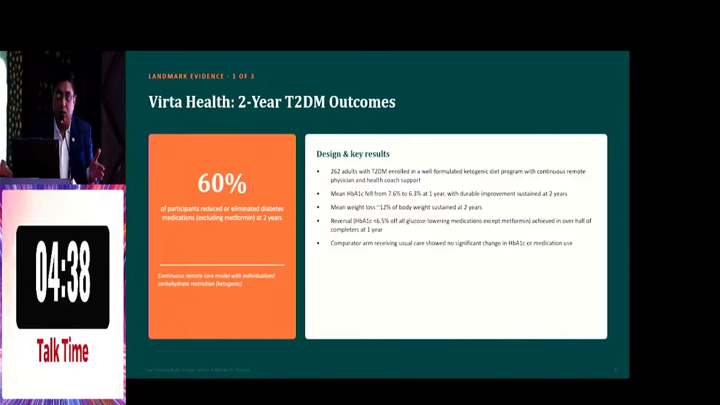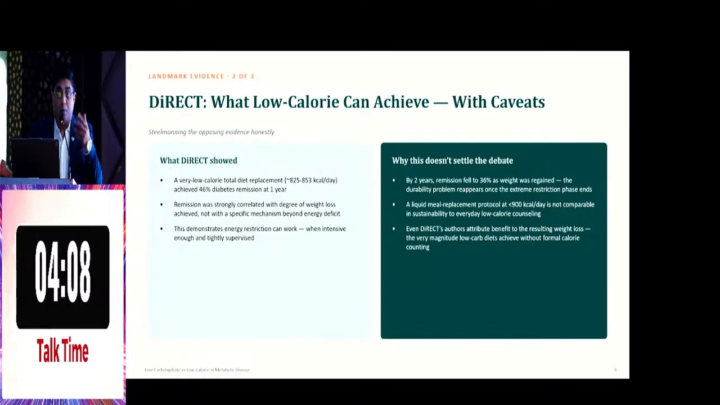Yes, the best data is the Virta Health 2-year type 2 diabetes outcomes: 60% of the participants reduced or eliminated diabetes medications excluding metformin at 2 years. For those who took a low carb diet, mean HbA1c fell from 7.6 to 6.3% in 1 year, reversal was actually achieved in over half of the completers at 1 year, and the comparator arm receiving usual care showed no significant change in HbA1c or medication use.